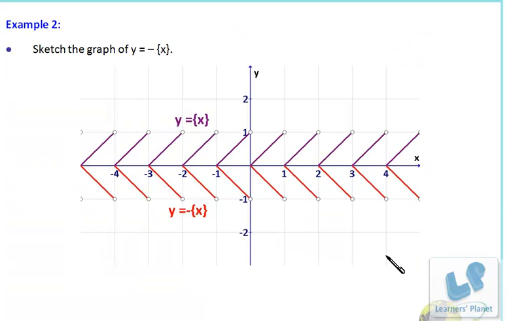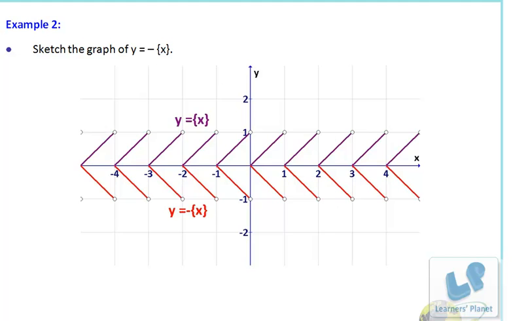Before that, we see the graph of fractional part of x. The graph of fractional part of x is this, right? These purple lines. Now if you have to take the minus of fractional part of x, you can just take their water images. Very simple. Or consider this as a mirror and take the mirror images, right?